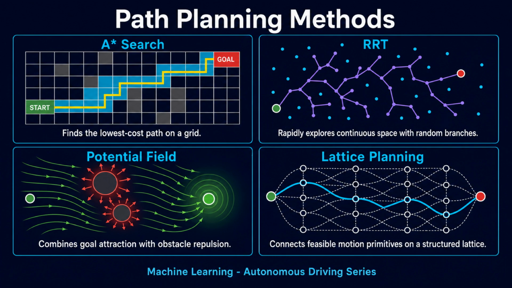Potential field methods treat the goal as an attractive force and obstacles as repulsive forces, creating a smooth gradient to follow. However, they can get stuck in local minima. Lattice planning uses a pre-computed set of trajectory primitives that respect vehicle dynamics, making it popular in structured road driving. Modern approaches increasingly use machine learning. Imitation learning copies expert driving behavior, while reinforcement learning optimizes driving policies through trial and error in simulation.